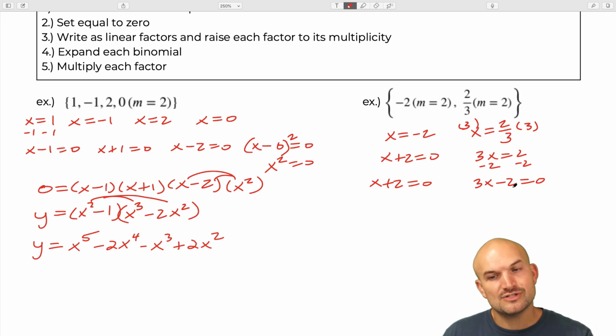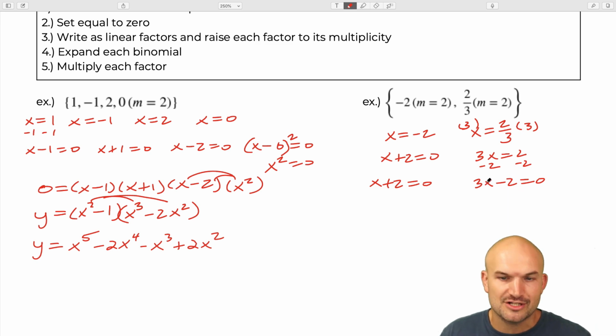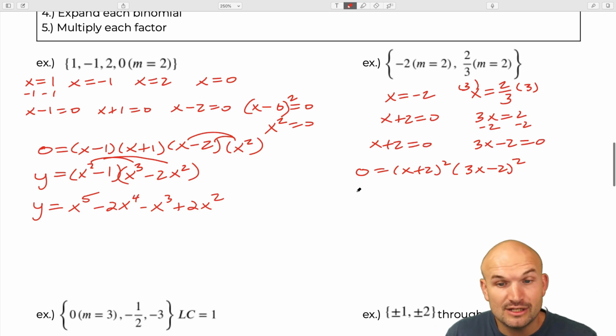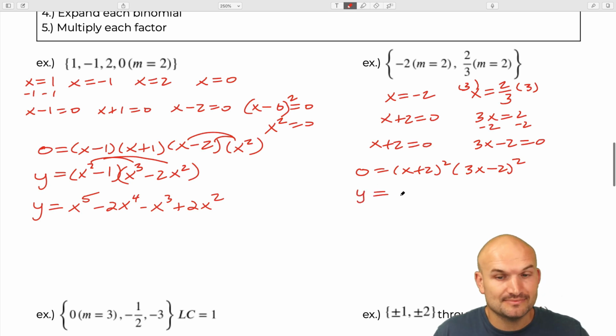Do you see how I preserve the integers here? I'm not using fractions because, again, these are my two factors. But again, these are two factors that have a multiplicity of 2, right? So I'll say 0 equals x plus 2 quantity squared times 3x minus 2 quantity squared. Now, all I need to do to write the equation is multiply these out.